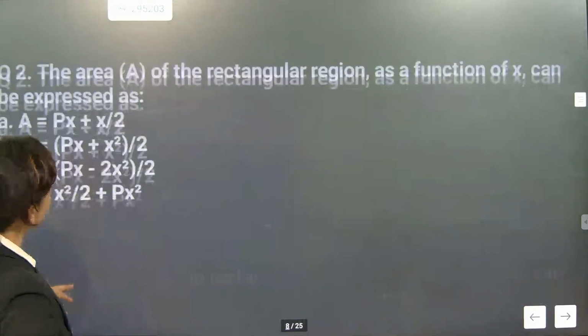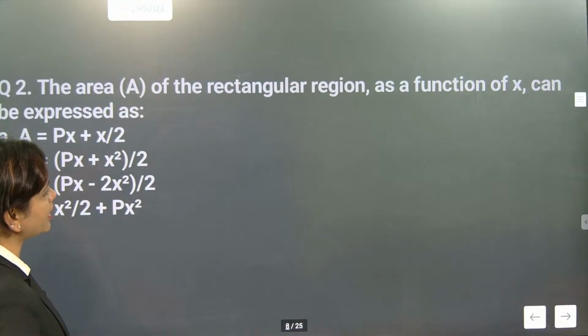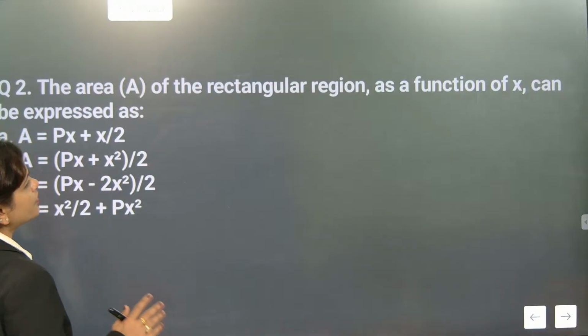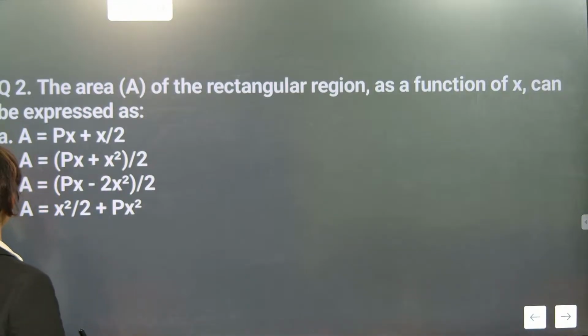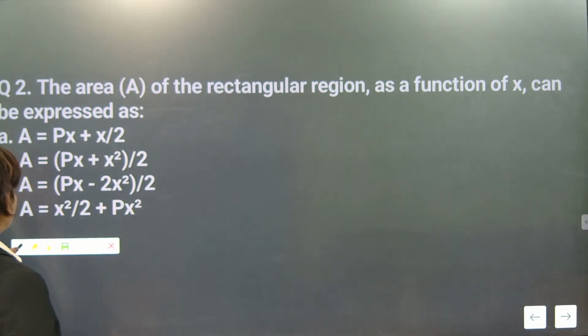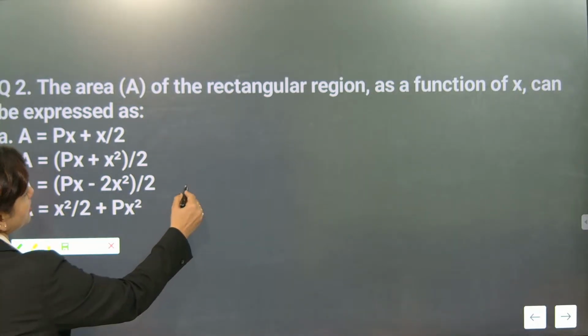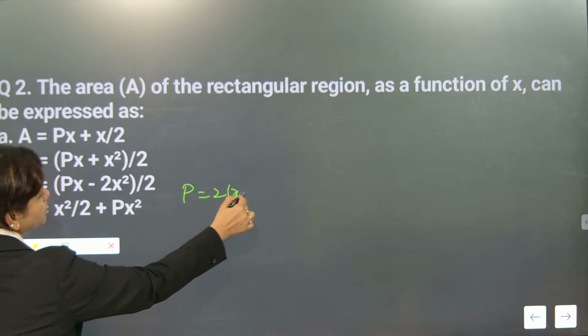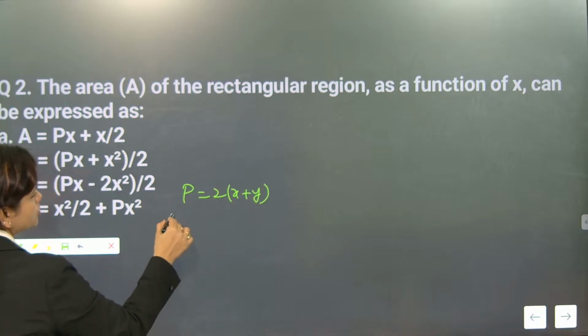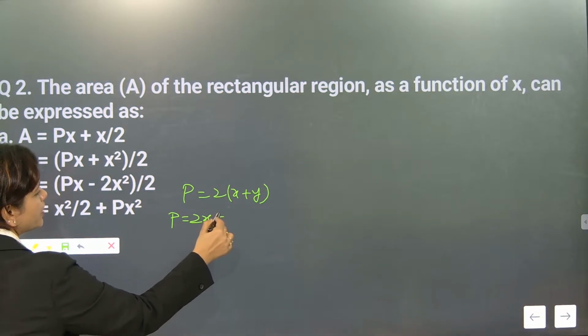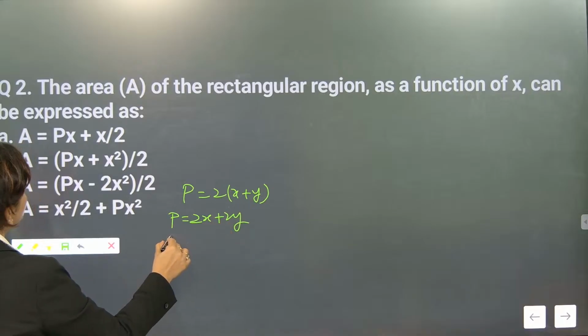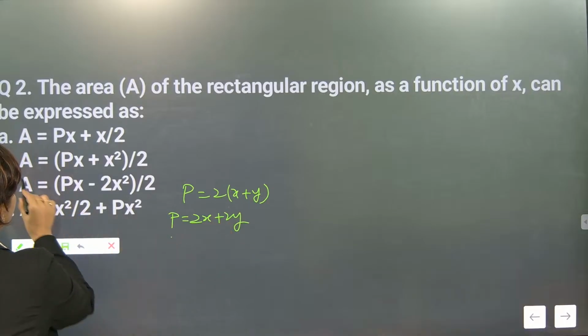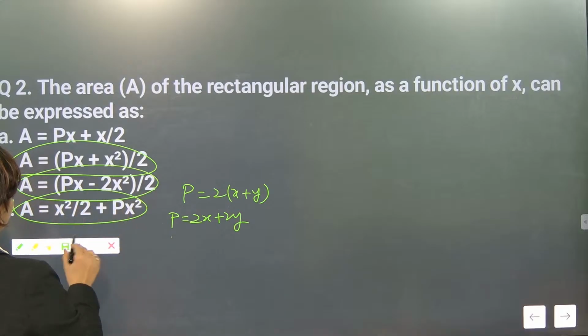Now the second part. The question was: determine the area of the rectangular region as a function of x. How are you going to express the function? See, look here. First, the perimeter is written as 2x plus 2y. Understood? So perimeter will be equal to 2x plus 2y. Here they are telling us to represent area in terms of x. So these are the three options where area is represented in x.